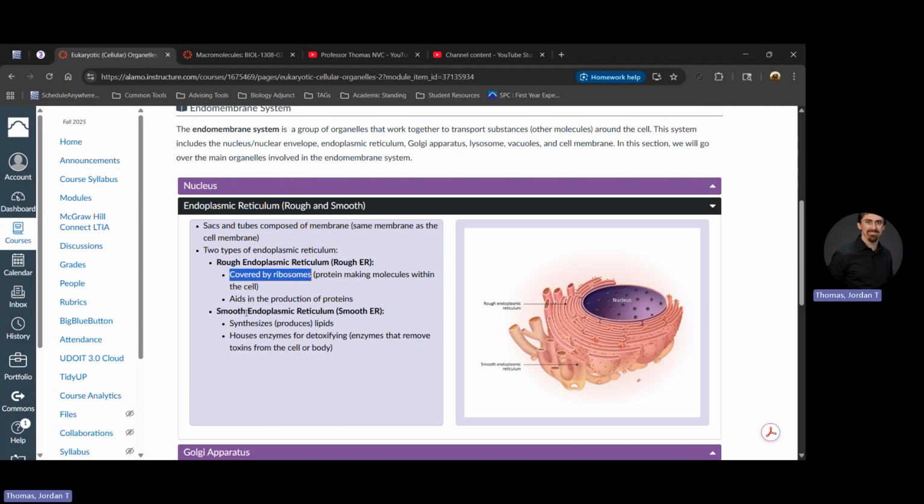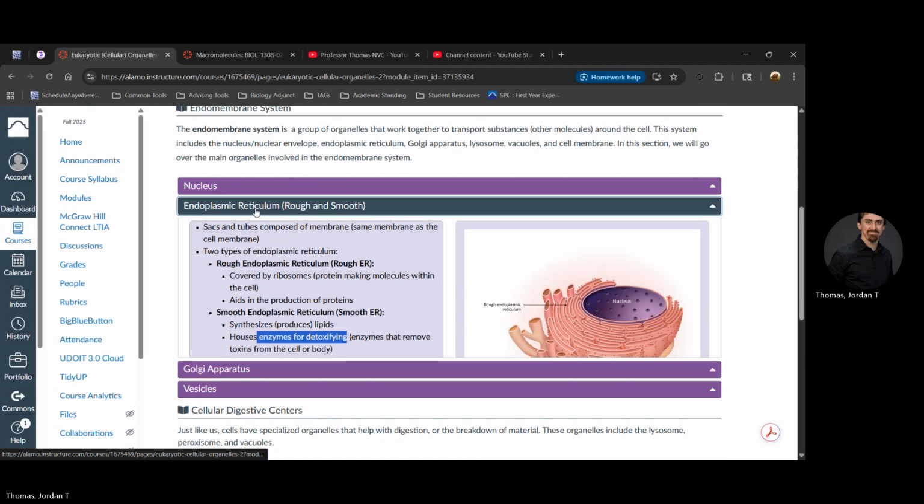The smooth endoplasmic reticulum, though, does not have ribosomes. They do not synthesize proteins, rather, they synthesize lipids. They also house enzymes that help with detoxifying the cell, enzymes that help remove toxins from the cell or the body. So the rough endoplasmic reticulum aids in protein production and has ribosomes, while the smooth endoplasmic reticulum synthesizes or produces lipids and helps with detoxifying the cell, getting rid of toxins.